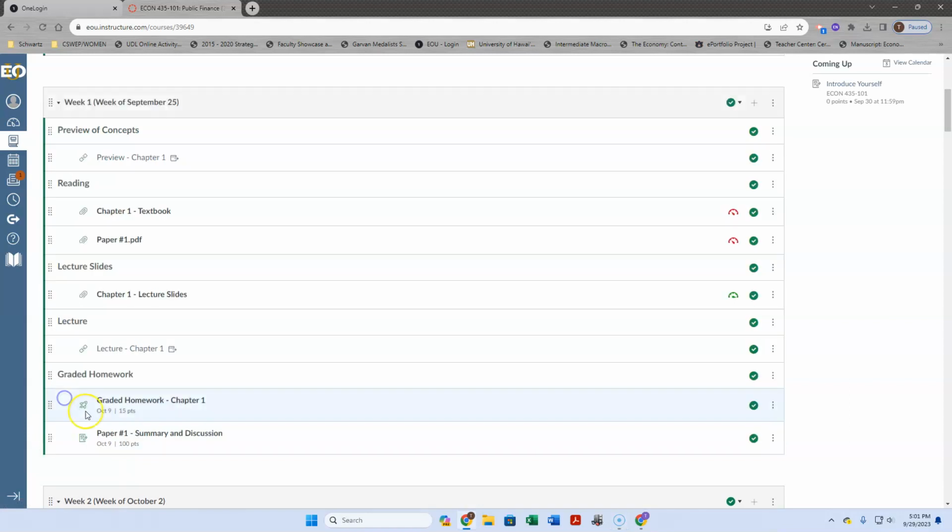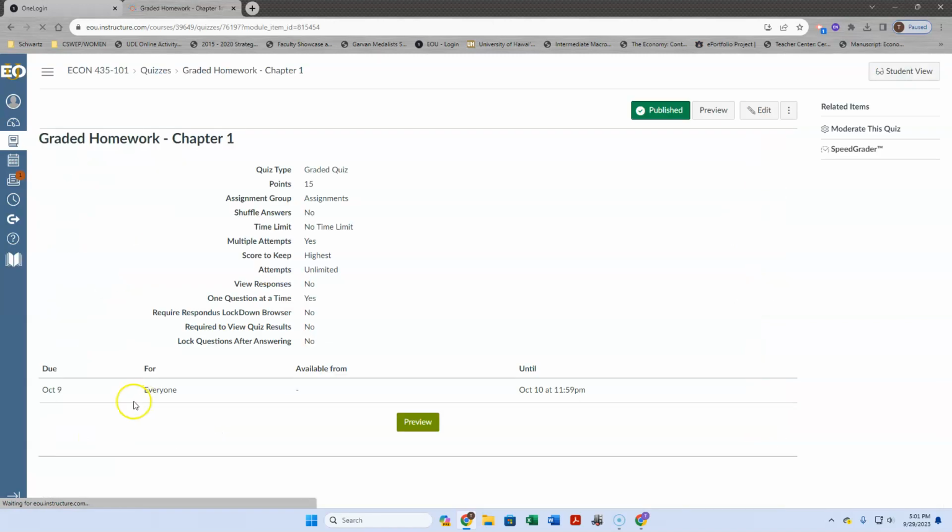I'm actually just going to change the order of them. So let's just talk about the graded homework first. It shows up here, and it's going to say quiz. Don't think of it like a quiz. It's not a quiz. It's just a homework. Unfortunately, it just makes me put it there. But what you'll see is that you have no time limits. You can do this as many times as you want, and it's only going to keep the highest score.